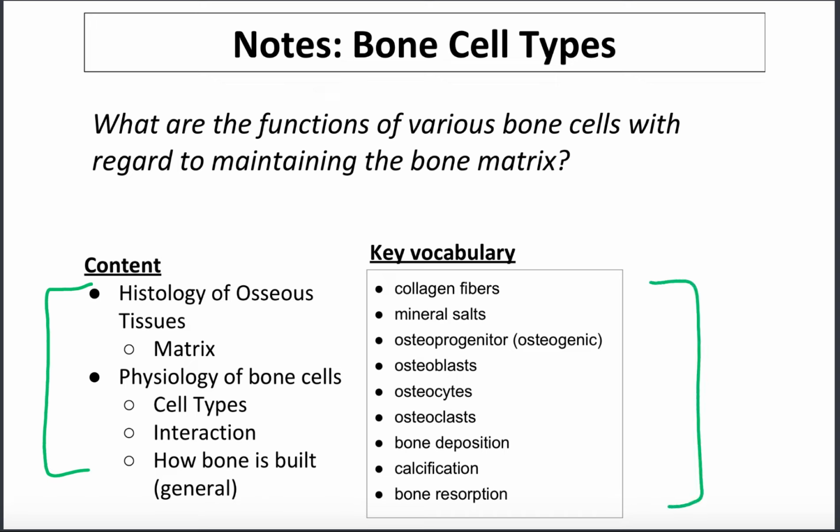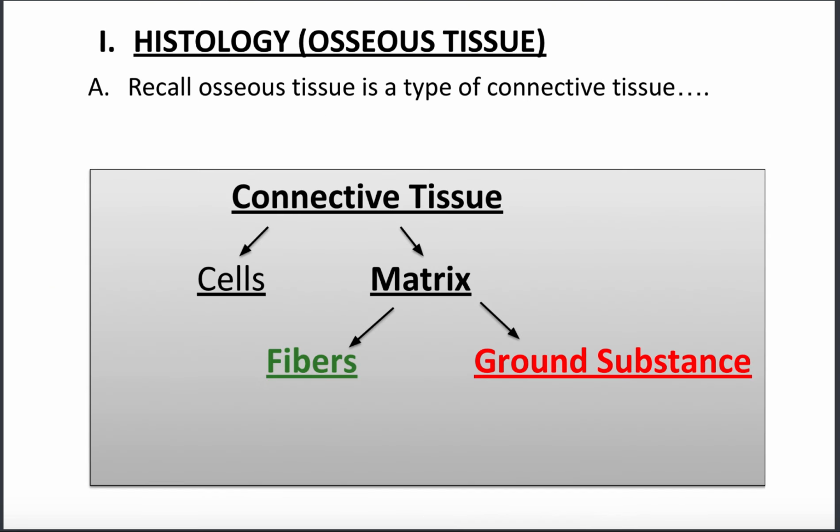These are the vocabulary words that we're going to go over as well in how they relate to the physiology, meaning the job of those bone cells. Okay, so you should write down histology of osseous tissue. Osseous, if you recall, is just a fancy way of saying bone tissue.